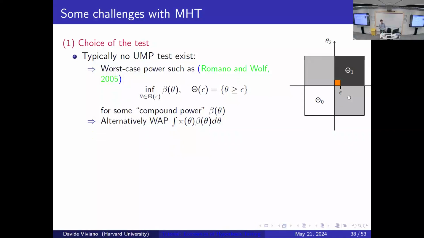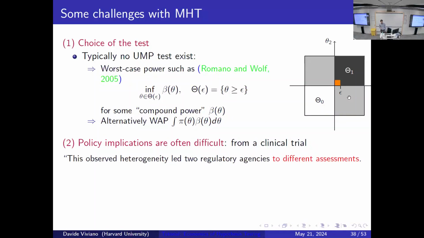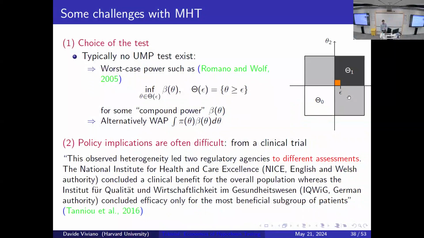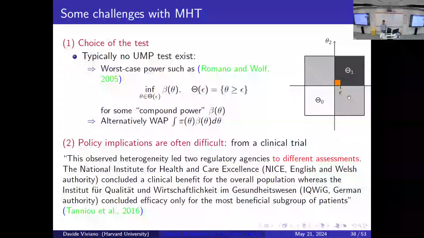Another way is to specify a prior over the parameter. Now, another challenge is that policy implications are also often very difficult. So here I'm quoting something from a clinical trial saying the following. There is some heterogeneity which is observed in a clinical trial, and this heterogeneity led two different regulatory agencies to different assessments. So one agency decided to approve the drug for the entire population, no matter the heterogeneity, and the other agency instead only decided to approve the drug for one of the two subpopulations. So it's kind of difficult to understand what's the decision process underlying this mechanism.